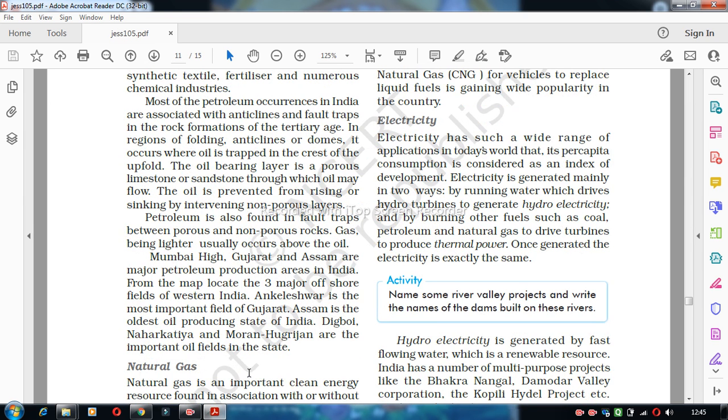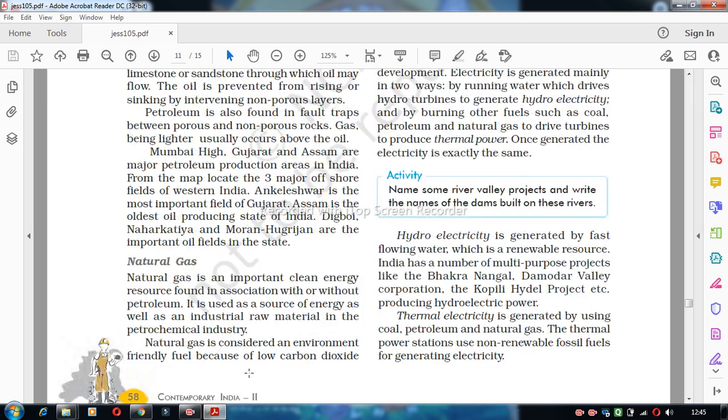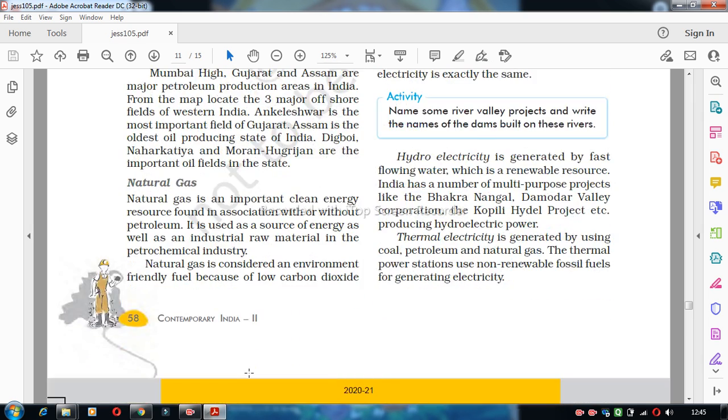Ankleshwar is an important field in Gujarat. Assam is the oldest oil producing state of India. That's Digboi, right? And Mumbai High, I already told you. Next, moving further to see about natural gas.